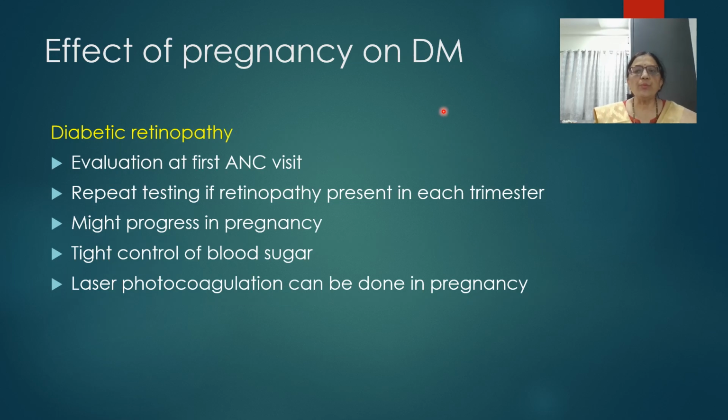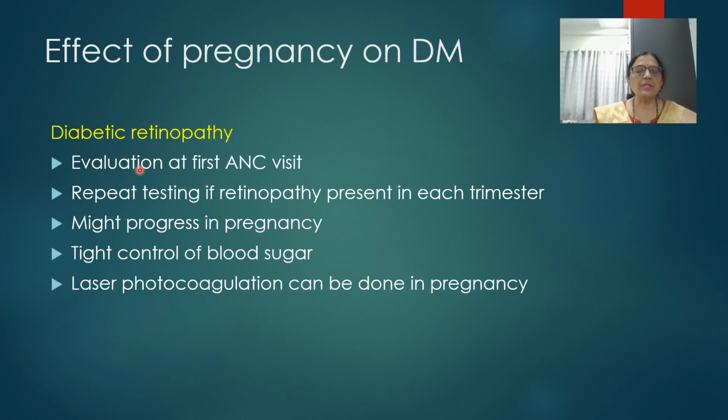Now, what is the effect of pregnancy on diabetes? Mother is already diabetic, whether pregnancy worsens the disease in some way. So your answer for that is, if mother is already having diabetic retinopathy, then it progresses faster with pregnancy. So that is the effect of pregnancy, that already mother is having retinopathy. Then there will be faster progression of diabetic retinopathy.